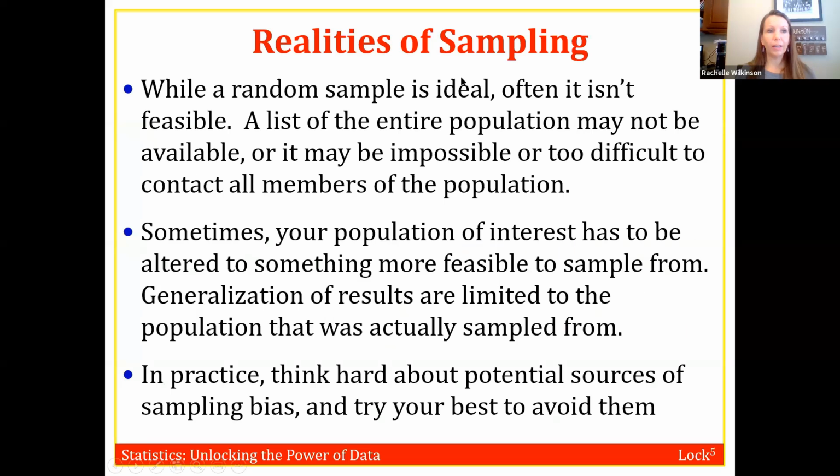All right, so realities of sampling. While a random sample is ideal, it isn't always feasible. So it might be hard to get a list of the entire population, or too hard to contact people that way. Sometimes your population of interest is going to have to be altered to be something that you can actually take a sample from. But if you're the person that's doing the survey, you need to think about all these potential sources of sampling bias and then do your best to avoid them.